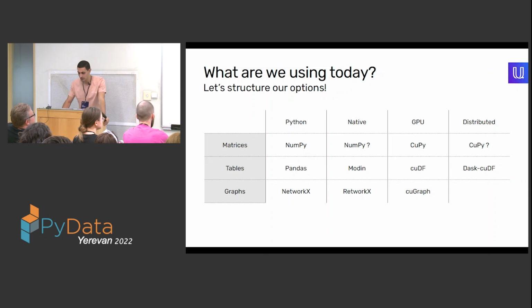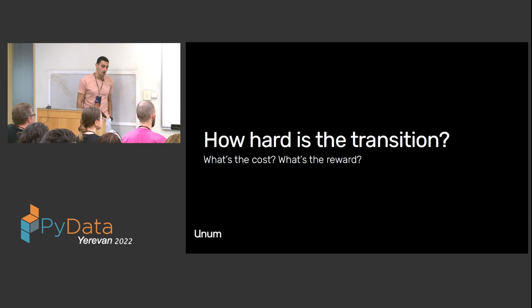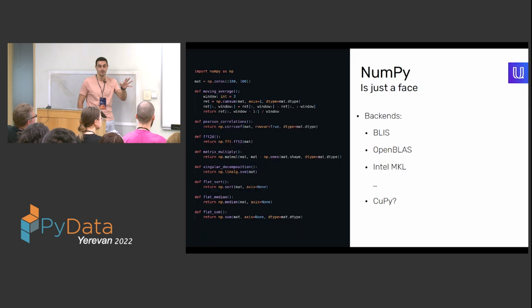And one interesting thing to note is I have question marks here. NumPy is surprisingly in two categories. So we'll remember that question mark. And now we'll concentrate on the question of how hard the transition can be for your sources in your application to become, let's say, 20, 30 times faster.